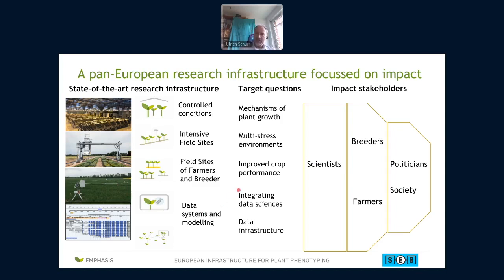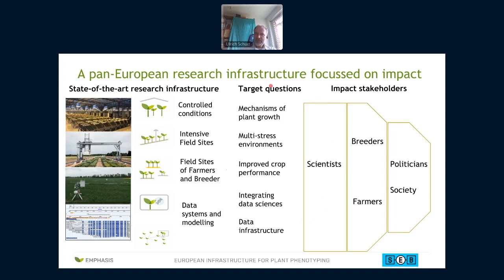And on the other hand, then we have to go to the field level with respect to, for example, farmers and breeders, because they also have to use these technologies. And all together, this develops data systems and requires modeling. So it's a very complex interaction, which requires a lot of interaction of different disciplines, different scales from the greenhouse, from controlled environments to the field, technology providers, as well as users, and people running these facilities.